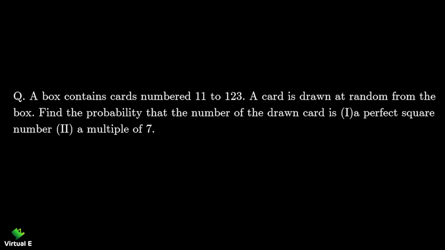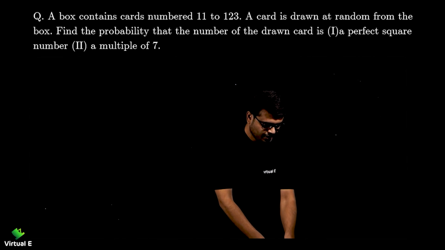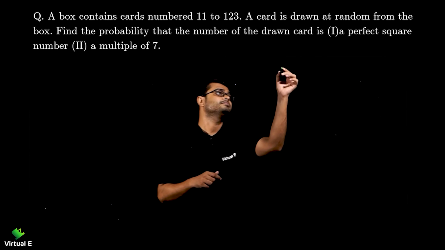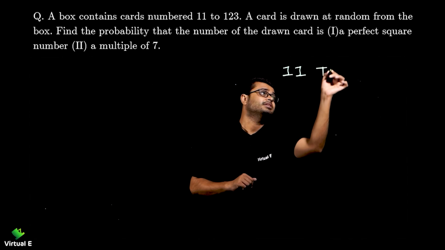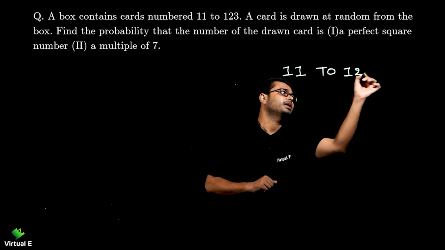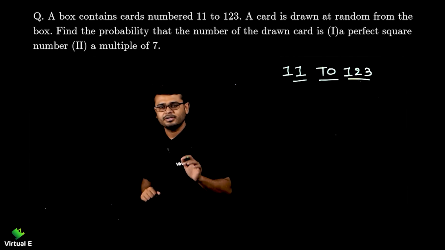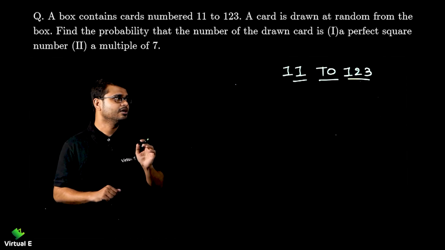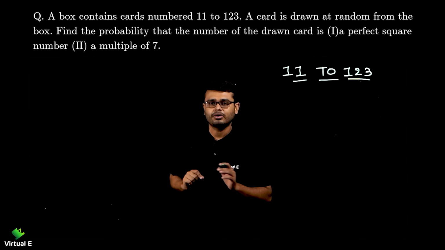A box contains cards numbered 11 to 123. Okay, so the range is the interesting thing. The range is given from 11 to 123. Now let's stop here and understand this case. What is the unique thing over here? How many will be the total number of outcomes?